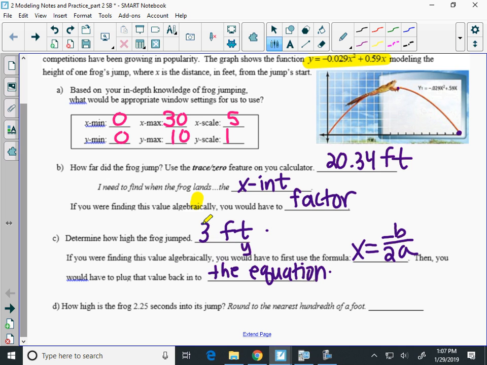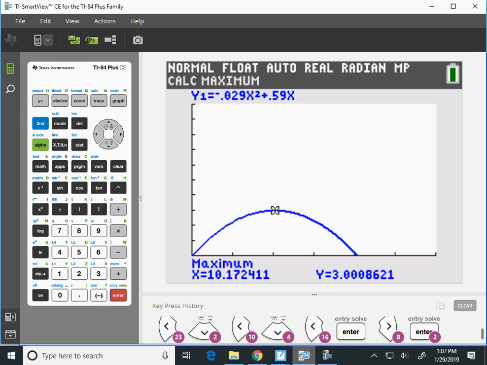Okay? And lastly, one new thing on your calculator. How high is the frog? 2.25 seconds, or feet. That should be feet. That was a typo. 2.25 feet into the jump. So when it's just like a little bit away. How high is the frog? Now your calculator will find this value. You don't even have to use the equation.